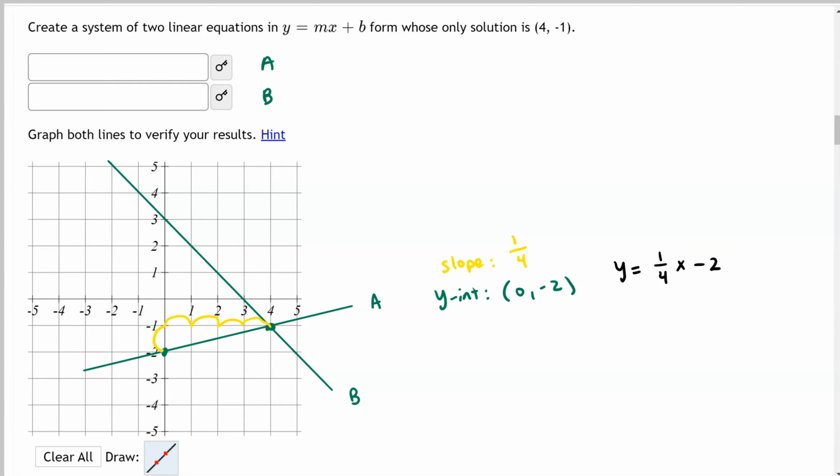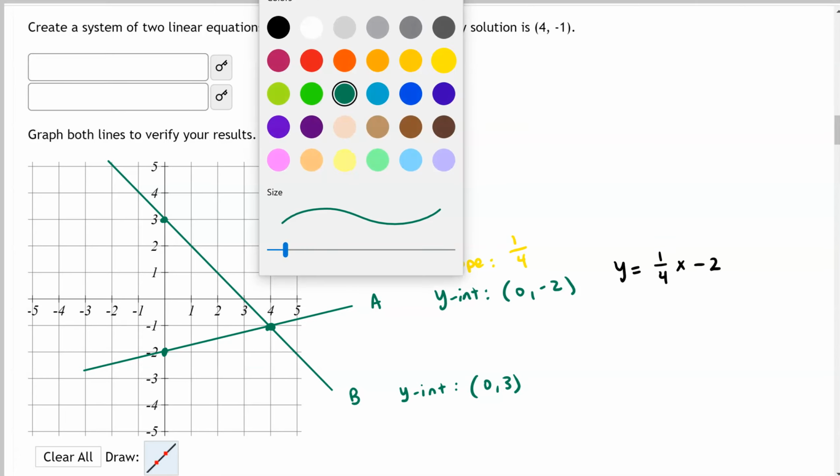Okay, so now let's deal with line B. So our y-intercept occurs right there. So our y-intercept is the ordered pair (0, 3). And then let's look at our slope.